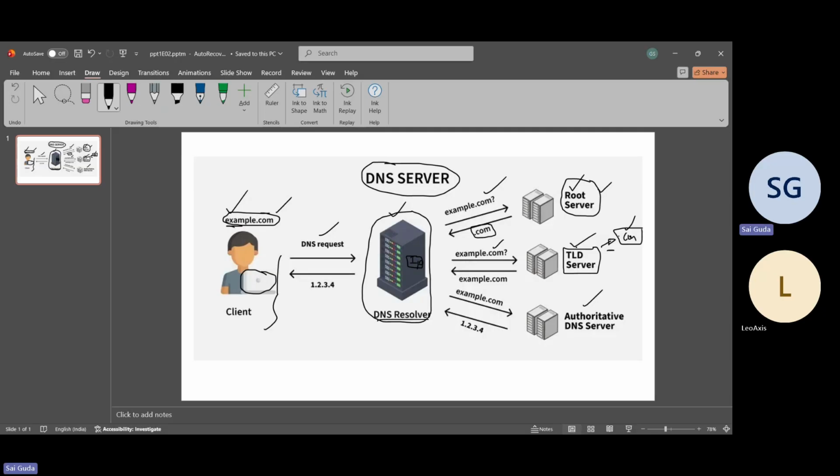Now it asks where is the example.com. The TLD server says, let me check first whether this name is available in our database or not. So the TLD server checks its .com database, searching for example.com. If the name is available, it says yes, the name is registered and this name is maintained by the respective name servers, which are known as authoritative name servers. So the TLD servers say yes, this name is available, but we don't have the exact information. The exact information is available with the authoritative name servers. It provides the example.com name server details.